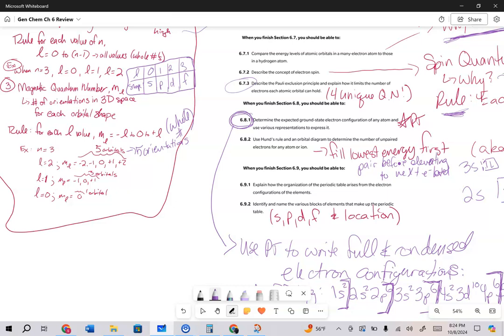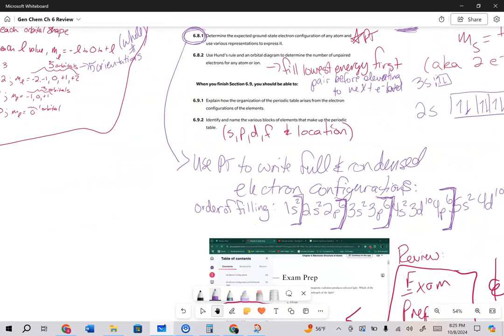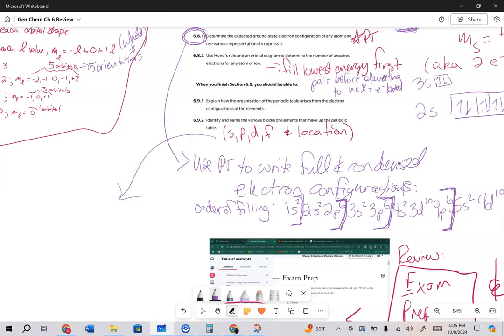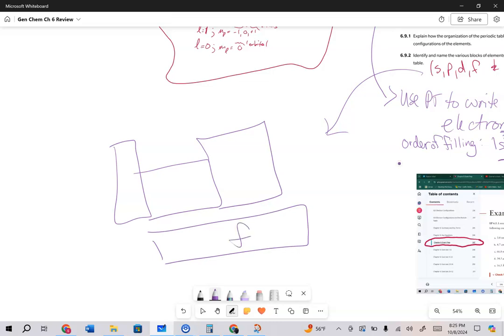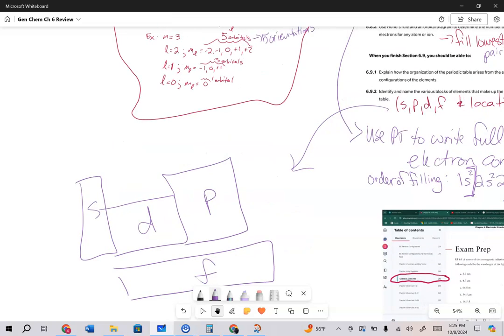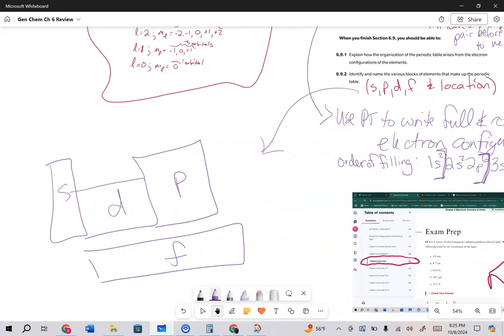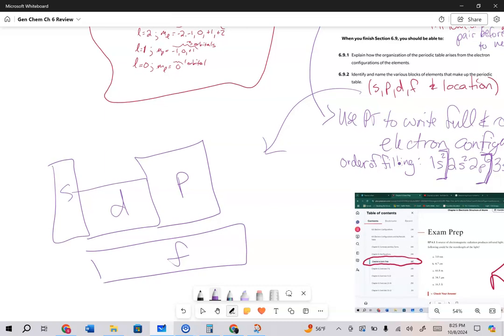Okay. Next, and the very last part of this chapter, is how the periodic table is organized in relation to the electron configurations. The answer is, you guys know that there is an S, P, D, and F block. So if we look at a rough outline of the periodic table, you remember that these are the F, these are the P, these are the D, and these are the S. That's what it means by explaining how the organization of the periodic table arises from electron configurations, and being able to identify and name various blocks of elements.